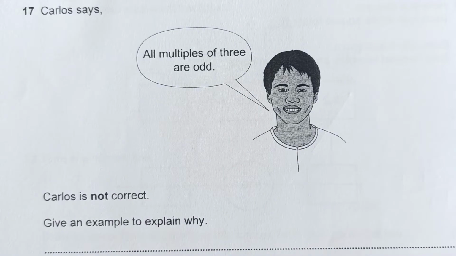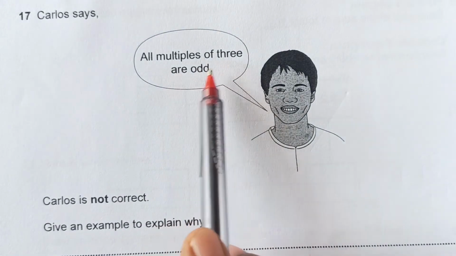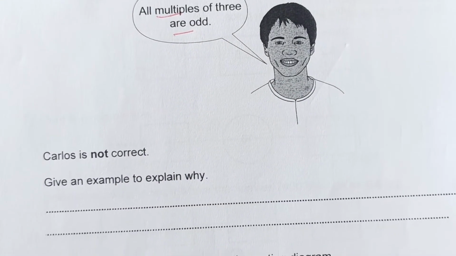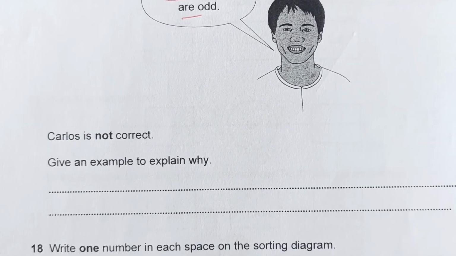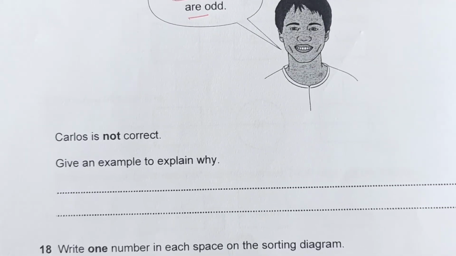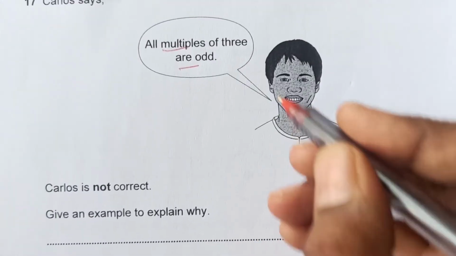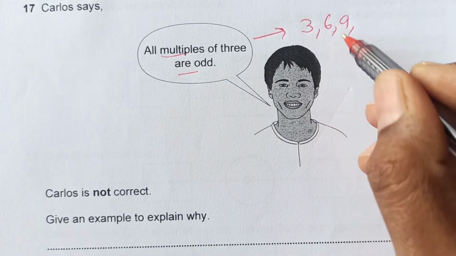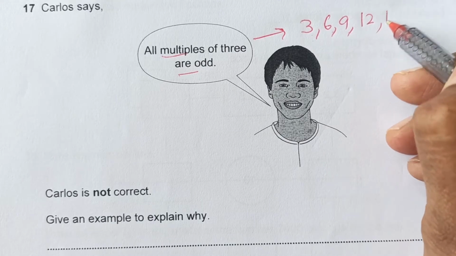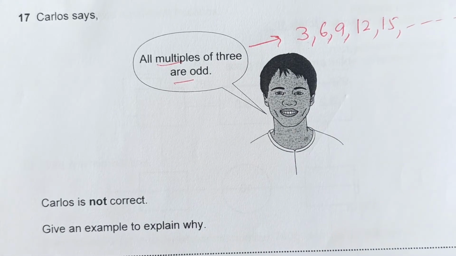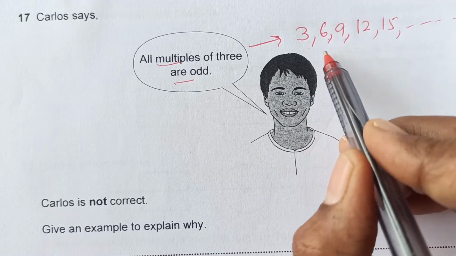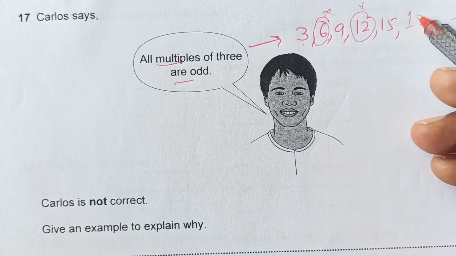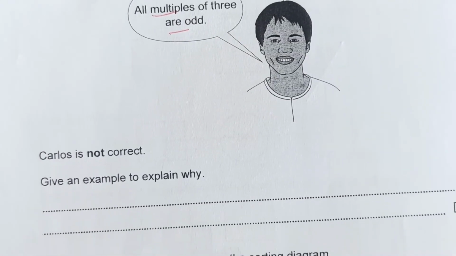Number 17. Carlos says all multiples of 3 are odd. Carlos is not correct. Give an example to explain why. So he is not correct. The multiples of 3 are 3, 6, 9: 3 times 2 is 6, 3 times 3 is 9, 3 times 4 is 12, 3 times 5 is 15, and so on. Now if you look at these numbers, do you see that they are all odd? This is odd, this is not odd, this is not odd. So there are other numbers which are not odd. That means we can give an example.